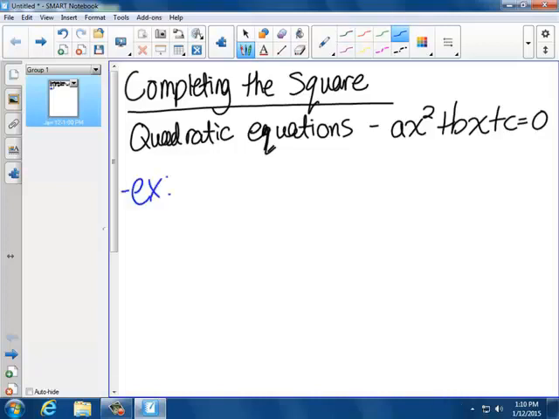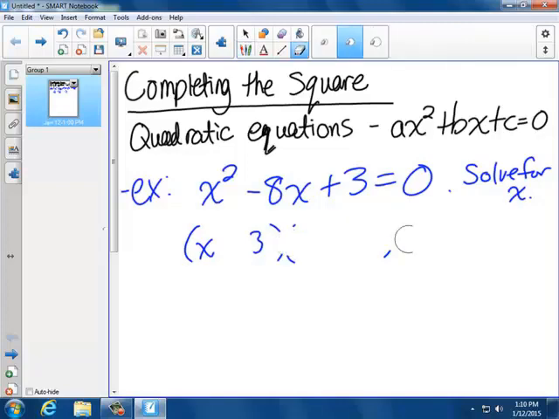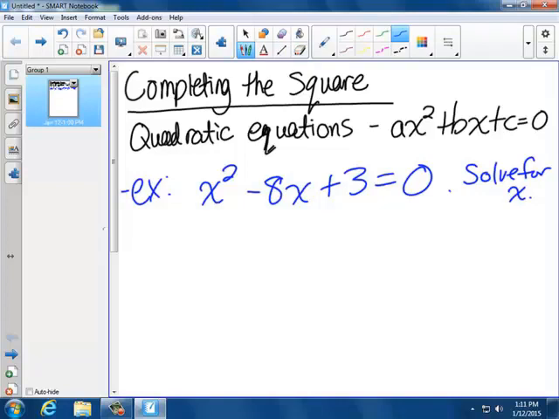So our example, we're going to do x squared minus 8x plus 3 equals 0. And I want to solve for x. Now looking at this, I'm not going to be able to factor it, because if I try to do it, it's going to be a 3 and a 1. There's no way I'm going to get the outer and inner to be a minus 8x. So that's not going to work.